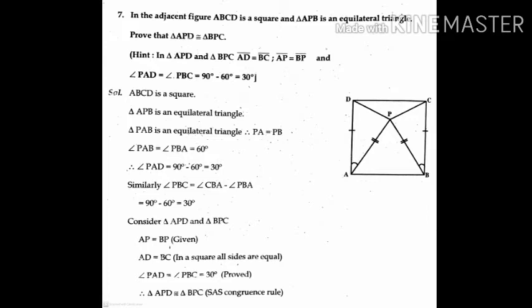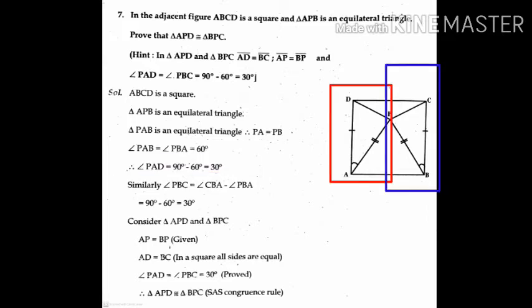Solution. ABCD is a square and triangle APB is an equilateral triangle. Therefore PA is equal to PB. That implies angle PAB is equal to angle PBA is equal to 60 degree. We know that in equilateral triangle each angle is 60 degree according to the angle sum property. Therefore, angle PAD is equal to 90 degree minus 60 degree, that is equal to 30 degree. Similarly, angle PBC is equal to angle CBA minus angle PBA, that is 90 degree minus 60 degree. After subtracting, we get 30 degree.